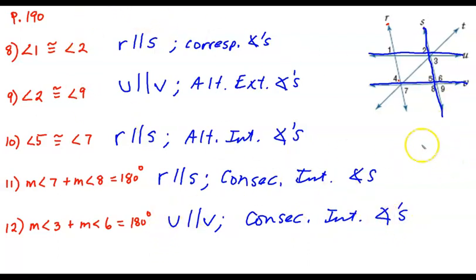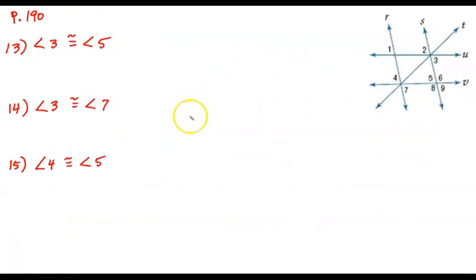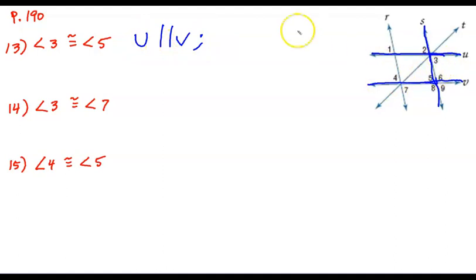All right, let's take a look at the next slide. So for number 13, we have angles 3 and 5 are congruent. All right, so here's 3, here's 5. They lie on opposite sides of transversal S. And transversal S is cutting through lines U and V. So that proves that U and V are parallel. And 3 and 5 are considered to be alternate interior angles, and that's our converse.